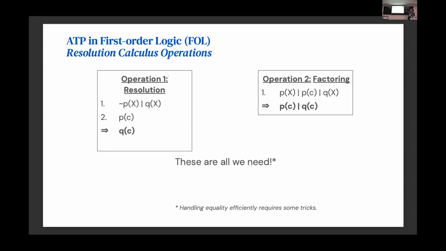The two rules are what we call resolution and factoring. Resolution is like this: if you have two formulas, not p(x) or q(x), and p(c), you take the AND of these two, and you can derive a new formula, q(c). Basically we have done a substitution of x goes to c in the first formula, and then p(c) and not p(c) cancel out, and you have q(c). So you have derived a third formula out of it. This is one rule.